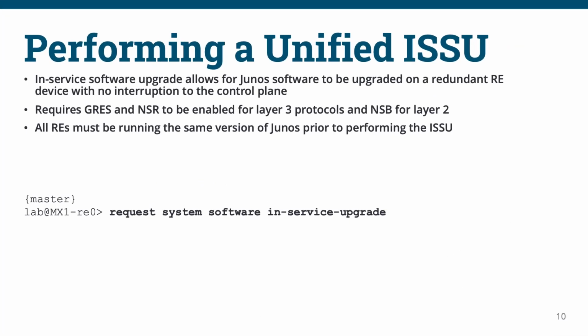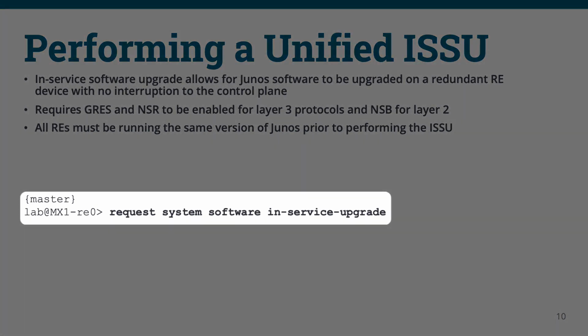The Unified In-Service Software Upgrade feature allows the device to perform a Junos OS upgrade with minimal production traffic impact. GRES and NSR and/or NSB are required to be enabled for the process to succeed. Additionally, although it's a requirement for GRES, it's worth reiterating that all REs must be running the same version of Junos prior to performing the ISSU. Performing an ISSU is just like performing a regular software upgrade, except we add the in-service-upgrade flag to the end of the command, as shown here.